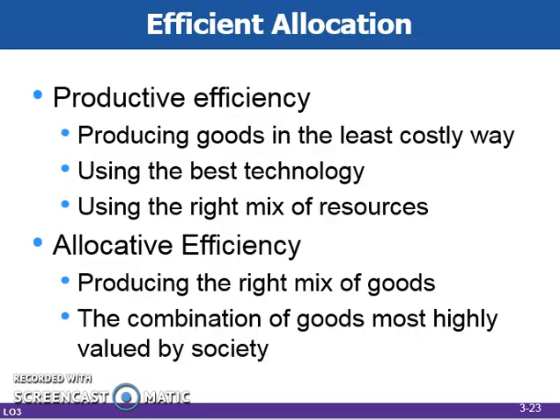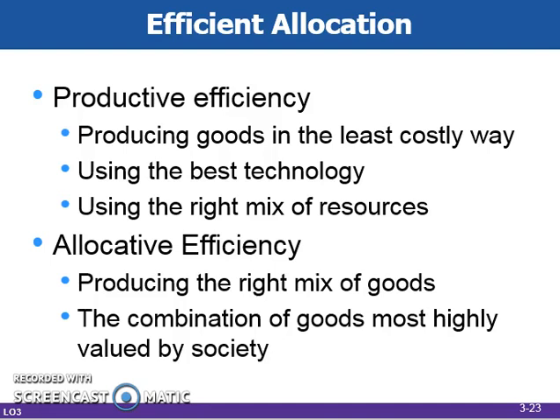Competitive markets generate productive efficiency, the production of any particular good in the least costly way. Sellers that don't achieve the least cost combination of inputs will be unprofitable and have difficulty competing in the market. The competitive process also generates allocative efficiency, which means producing the combination of goods and services most valued by society.